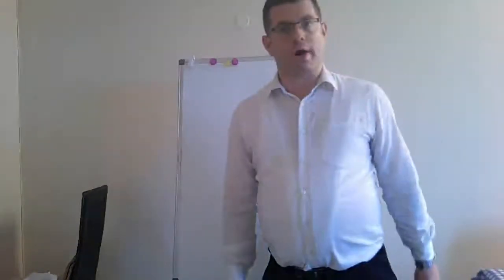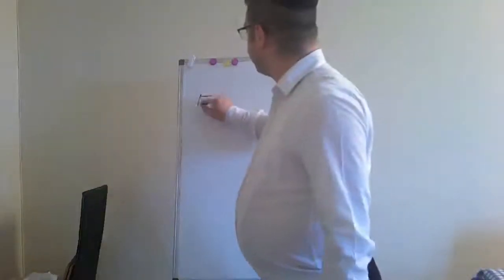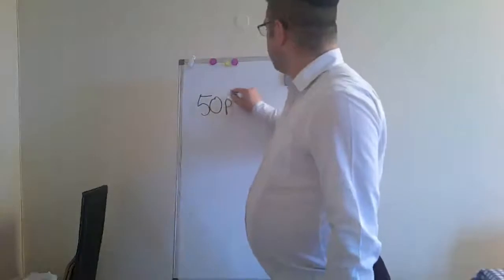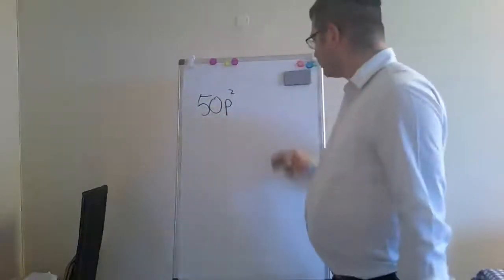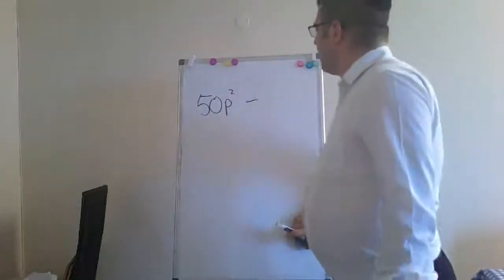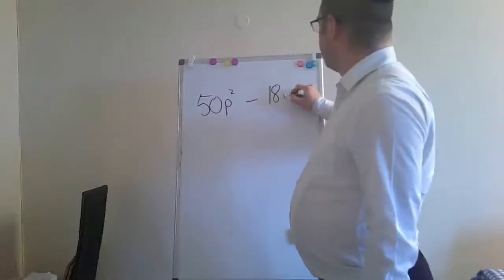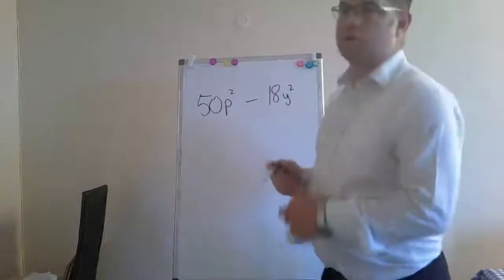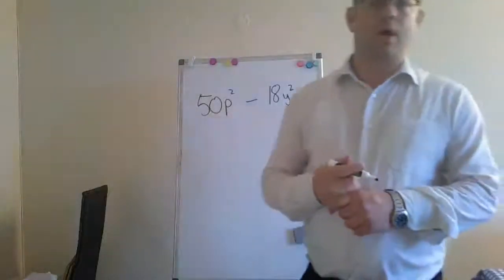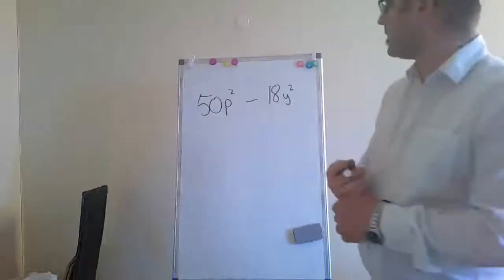So based on that, why don't you give this example a go? 50p squared minus 18y squared. Why don't you try and find the difference of two squares there? Why don't you try and factorise that?